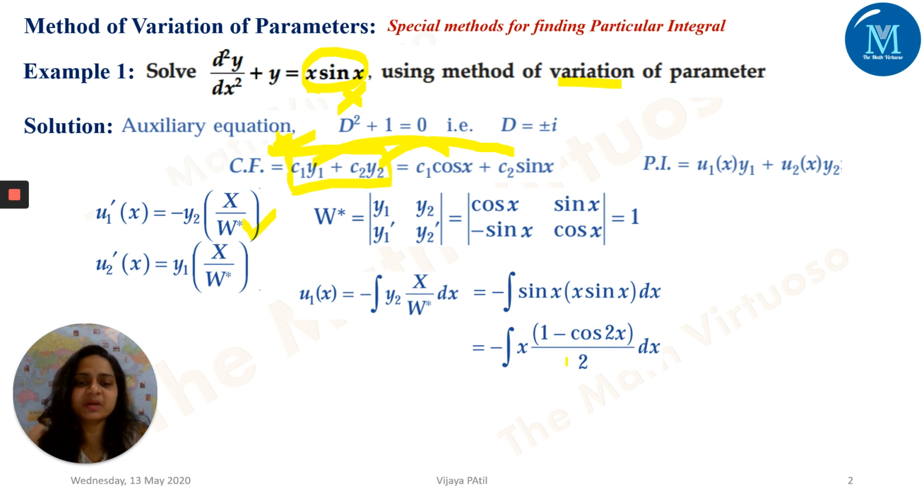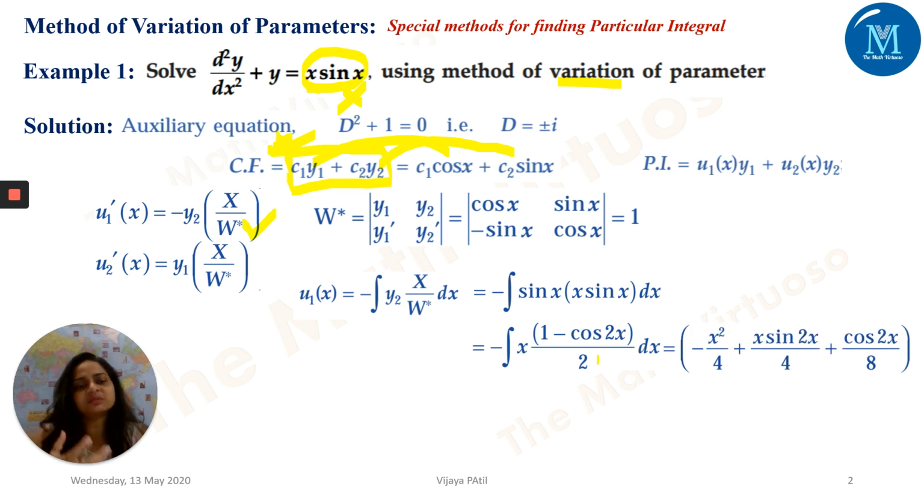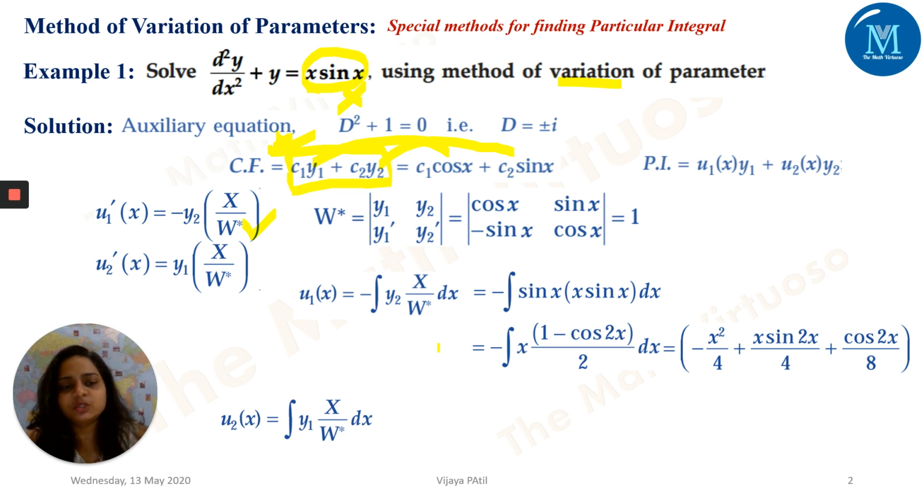The first part is very simple, but for the second part you have to go for integration by parts. After the integration by parts, you get minus x square by 4 plus x sin 2x by 4 plus cos 2x by 8. And therefore we have got u1 as this. This is my u1. What is u2?